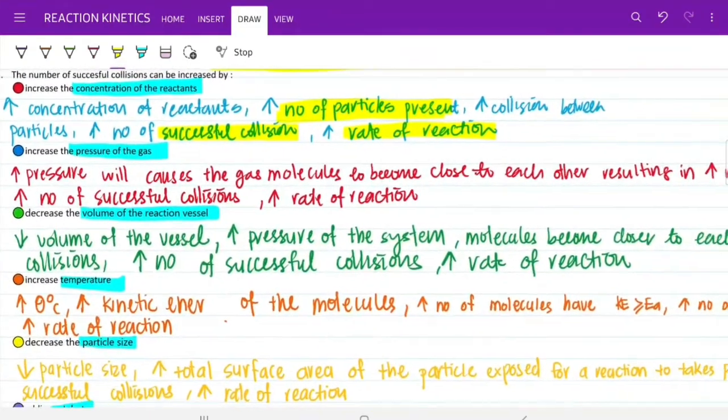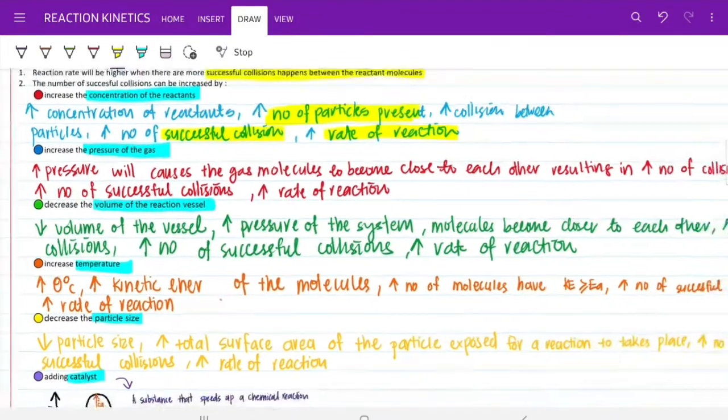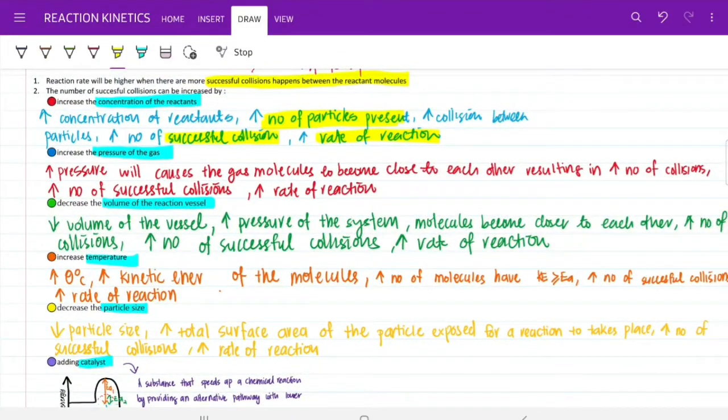When you increase the pressure of the gas, these gas molecules will become close to each other. So at higher pressure, the gas molecules are very packed in a container. Let's say this is the container. The molecules are very packed towards each other, so they can collide vigorously with each other. A higher number of collisions between the gas molecules will result in a higher frequency of successful collisions, thus leading to a higher rate of reaction.